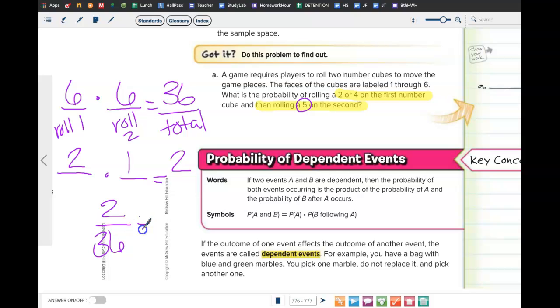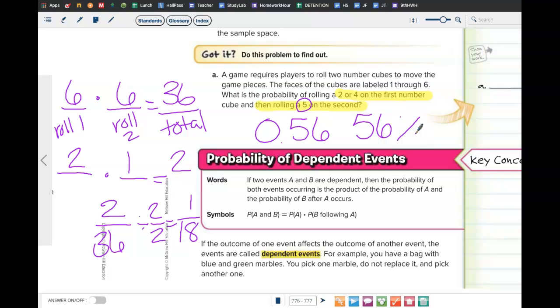I could reduce by 2, and I would get 1 over 18. I could type that into my calculator to get my decimal and percent. So 1 divided by 18. I get a repeating digit, so I would round to the nearest hundredth and get 0.06, or 6%.